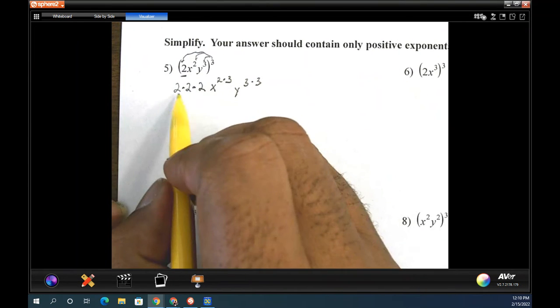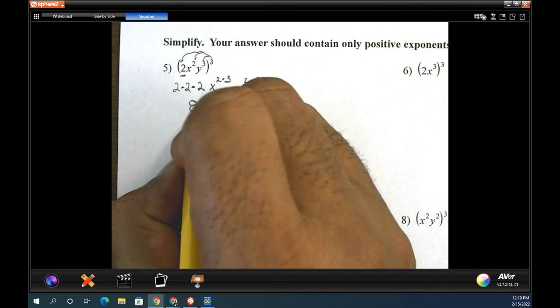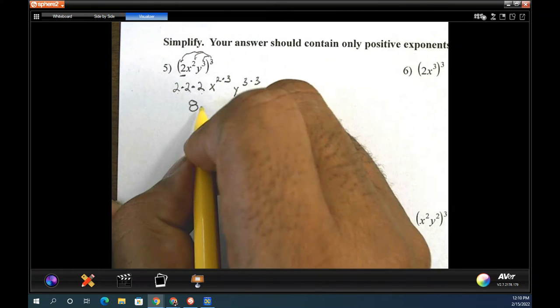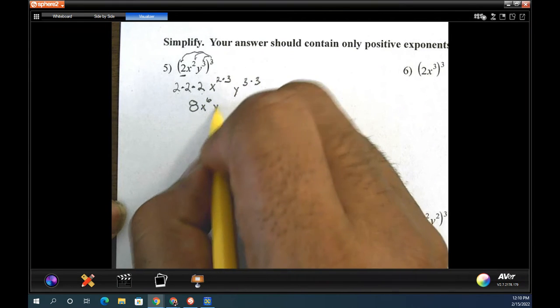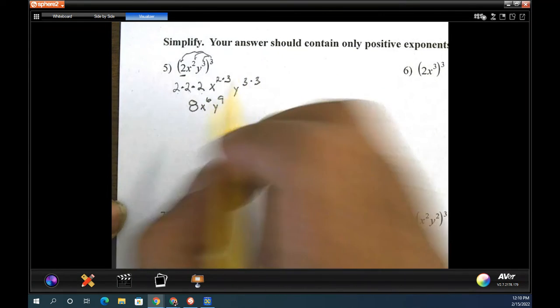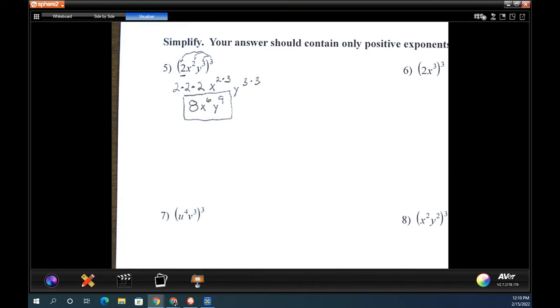You can put in your calculator 2 times 2 times 2, and it's 8. 2 times 3 is 6. 3 times 3 is 9. There's your answer right there: 8x to the 6, y to the 9. Let's look at this one, a little smaller.